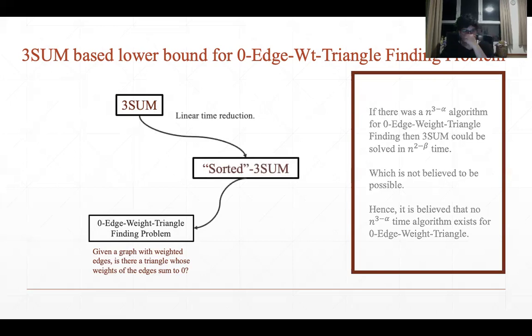And the reduction was actually a two-step reduction, where threesome was first reduced to a sorted version of threesome. By sorted, I don't mean the usual sort where the elements are in ascending order, but some sort of structuring, a general sorting, that threesome is reduced to. But this general sorting also requires only n log n or just linear time. And then a non-trivial reduction from sorted threesome was given to the zero edge weight triangle finding problem.